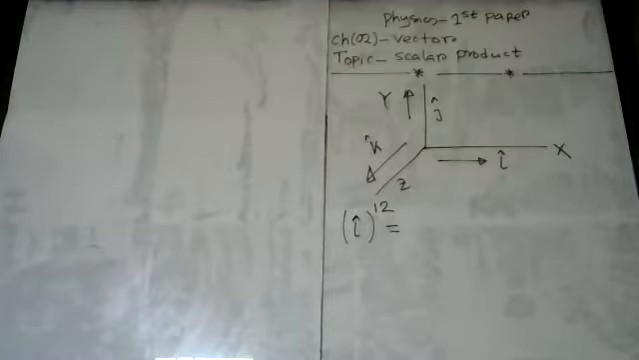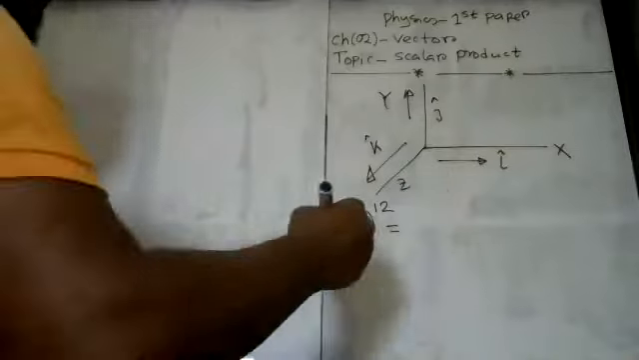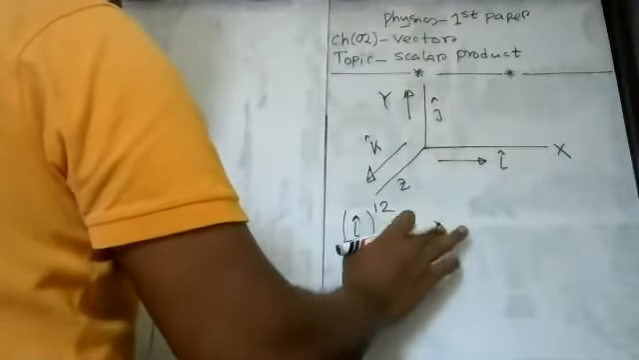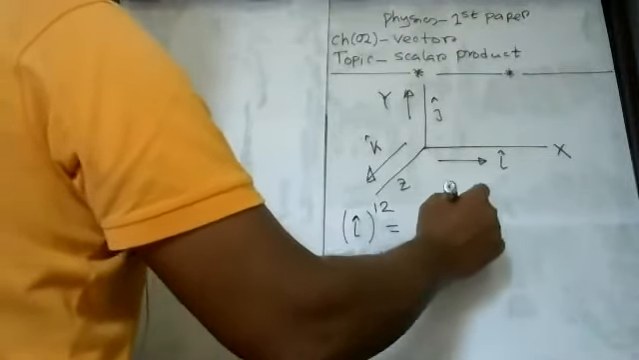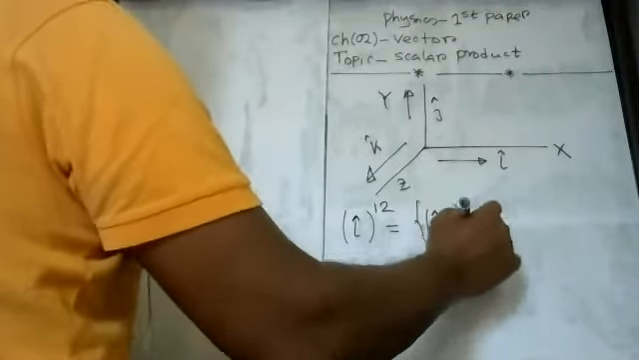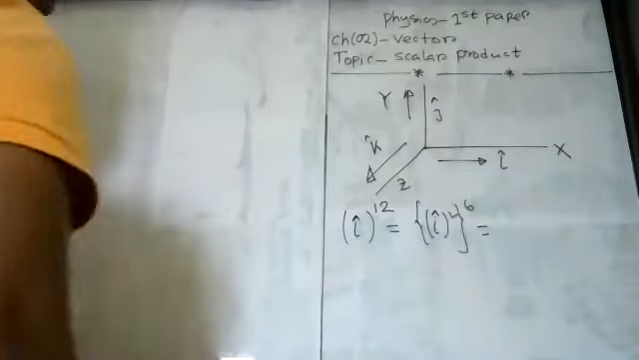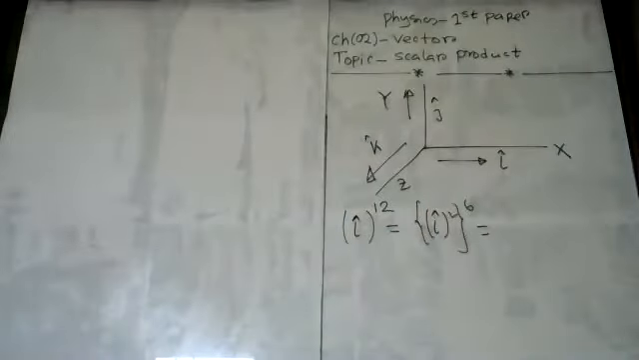Okay, my dear students. Now, i hat to the power 12. I'm going to find its value. Let's see how I can solve this. Suppose I write it as i hat whole square and whole to the power 6. Can I write this? Then the value doesn't change: i to the power 12 is i hat to the power 2 whole to the power 6.